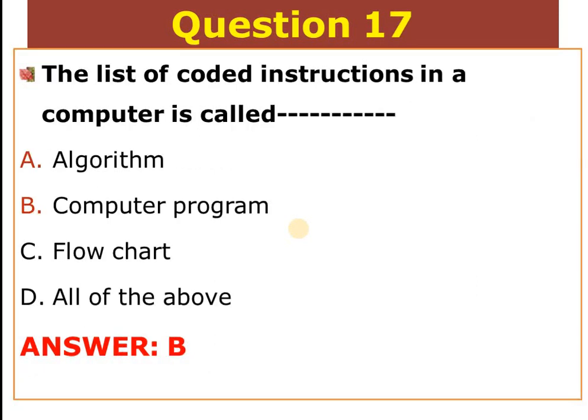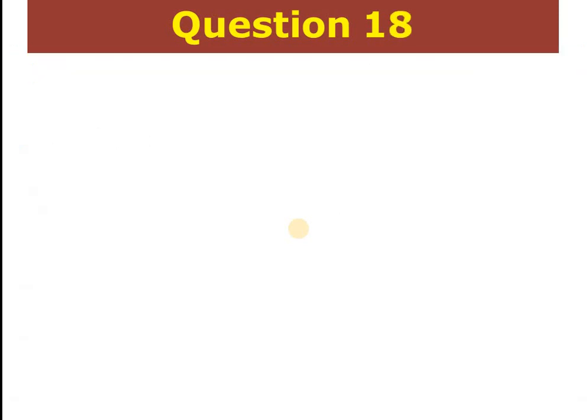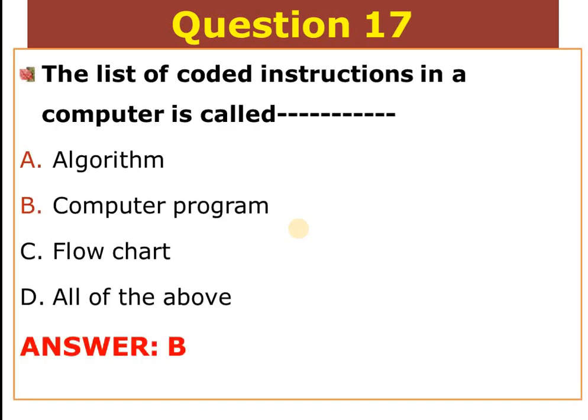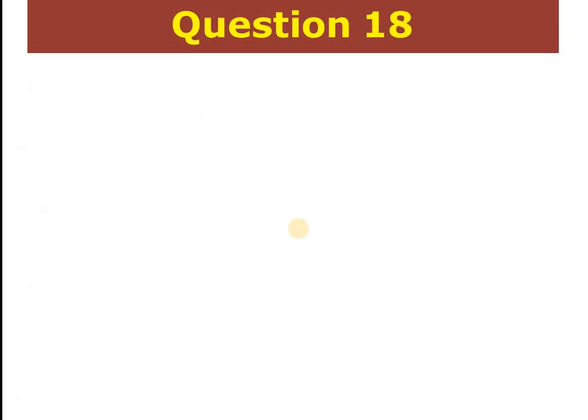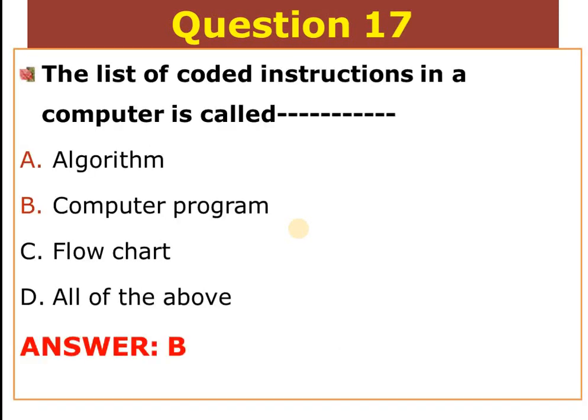Here is question number 17. The list of coded instructions in a computer is called A. Algorithm. B. Computer program. C. Flowchart. D. All of the above. Choice D is the answer. Sorry, choice B is the answer. Computer program. This is the list of coded instructions in a computer.